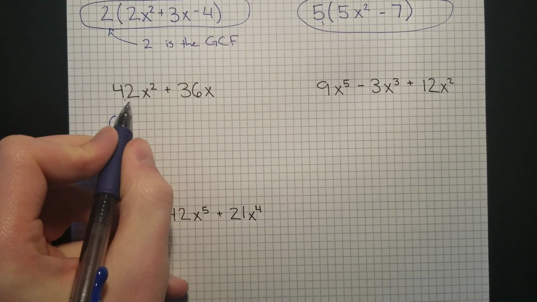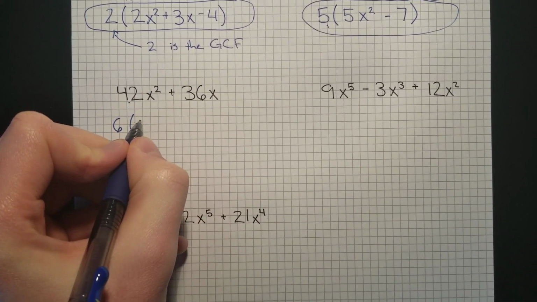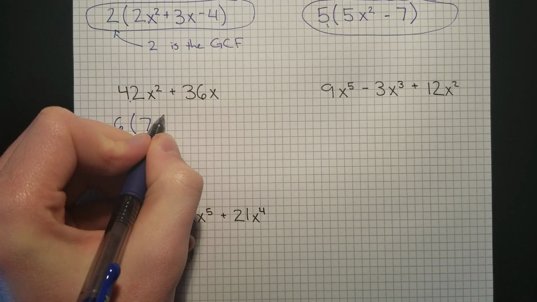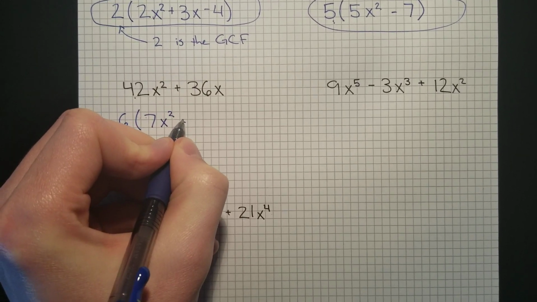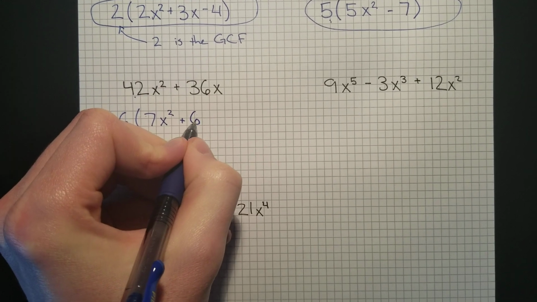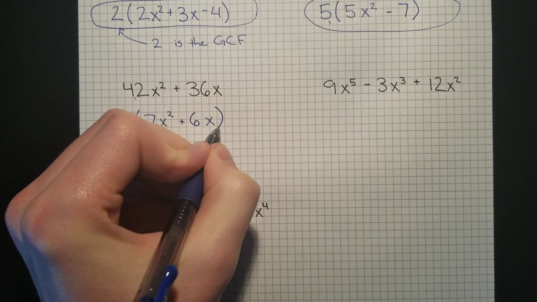So we're going to divide both of these terms by 6 first. 42 divided by 6 is 7. Carry down the x squared. And 36 divided by 6, that is going to be 6. Carry down the x.